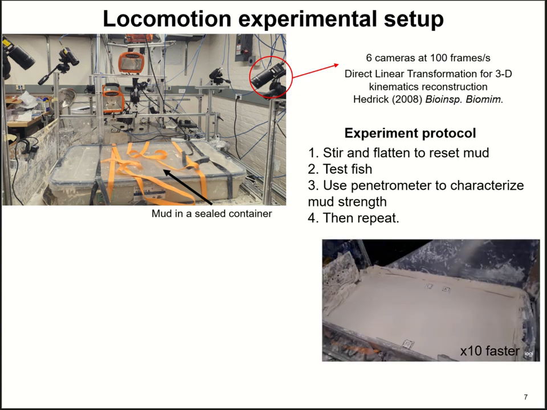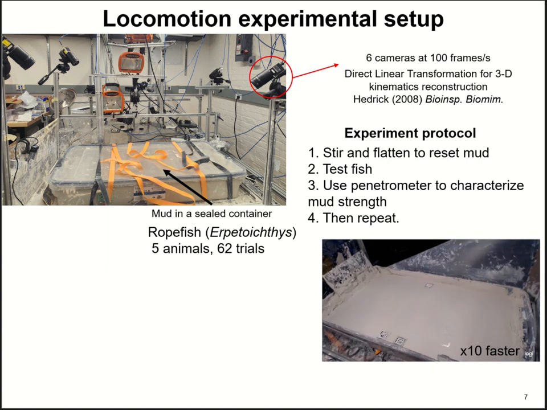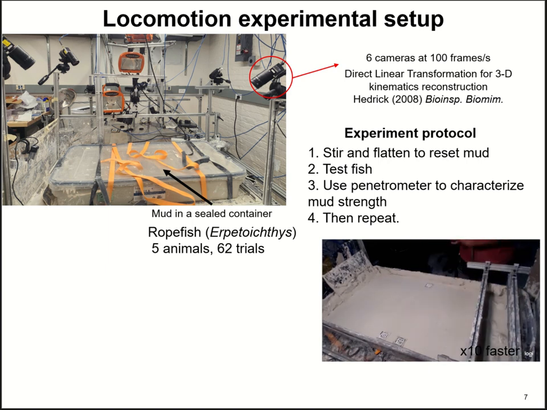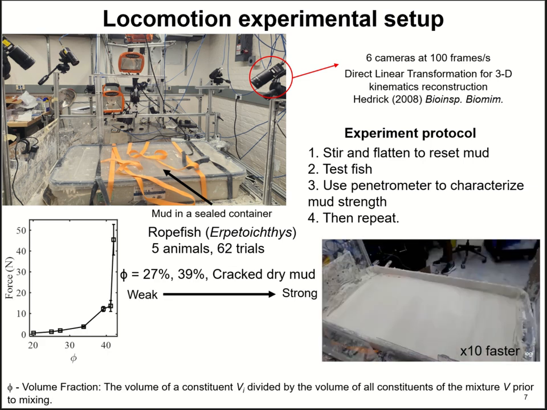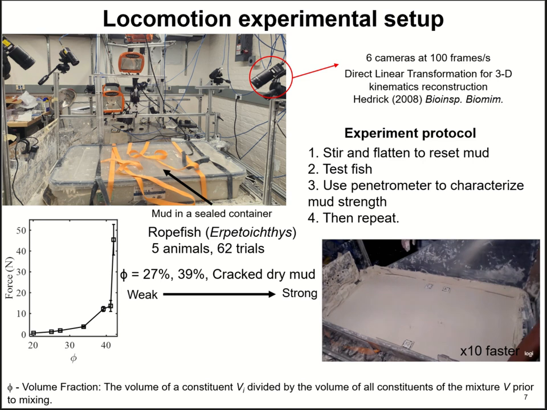We then developed an experimental protocol that allows us to first stir and flatten to reset the mud, test the fish, use the penetrometer to characterize the mud strength, and then repeat the process. In this study, we used a total of 5 animals and collected a total of 62 trials. We then varied the mud strength between weak and strong mud across 3 different mud strengths.